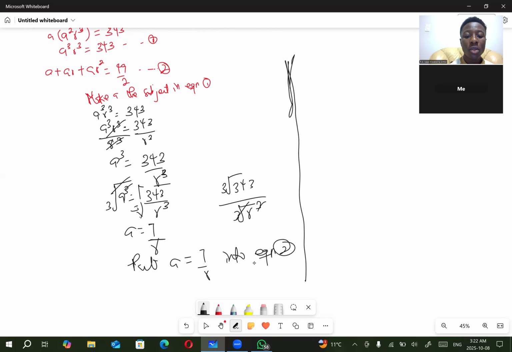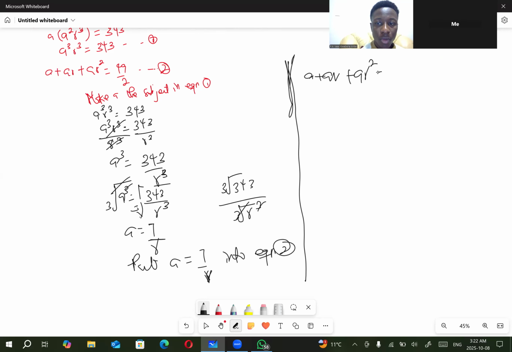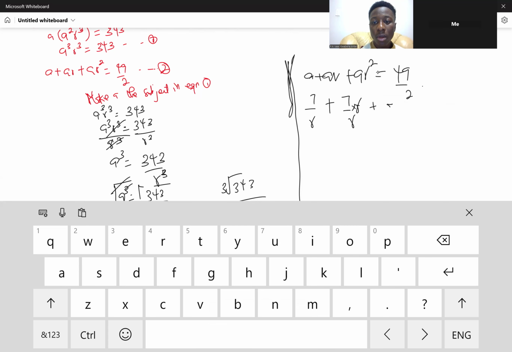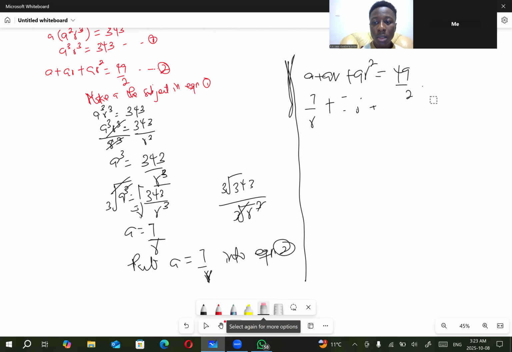All right. So into equation 2. Equation 2 would be A plus AR plus AR squared equals 49 over 2. So that would be 7 over R plus 7 over R times R, plus 7 over R times R squared. I got lost. Sorry. Let me make this decent.